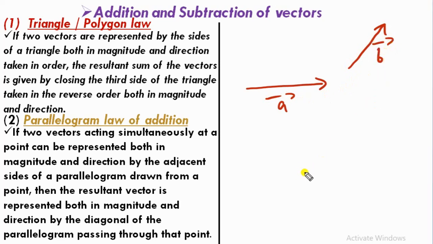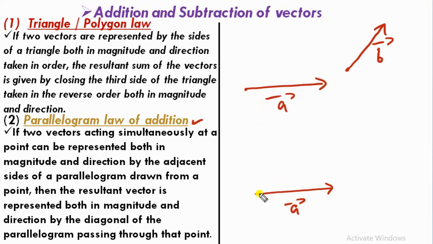Your job is to add them together. So what would you do to apply the parallelogram law here? First, we have to make the tail of both the vectors coincident. So we will pick any of these two vectors. Let's say we pick vector B and put it here in a way that its tail coincides with the tail of vector A. The tail of vector B coincides with the tail of vector A. So it would look something like this if we do that.